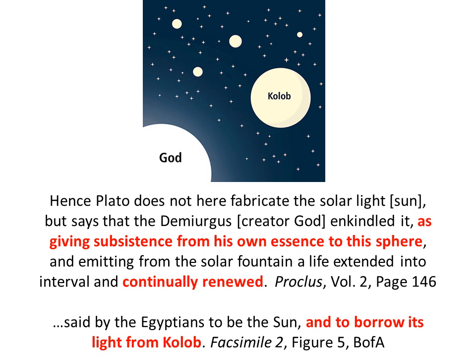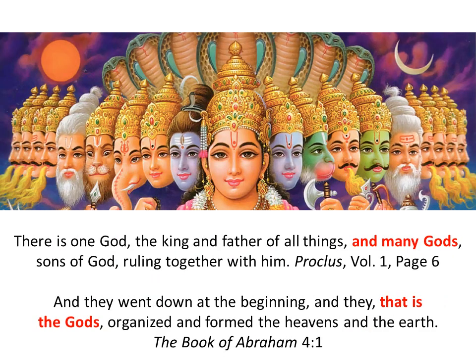And then we have something similar in Facsimile 2, figure 5, said by the Egyptians to be the sun, so there's the sun, and to borrow its light from Kolob, which is kind of the center of the universe in Mormon astronomy. It's the nearest to God, so you could kind of compare Kolob to the Demiurgus or the creator God, and the sun borrowing its light or borrowing its power from Kolob. Facsimile 2, figure 5.